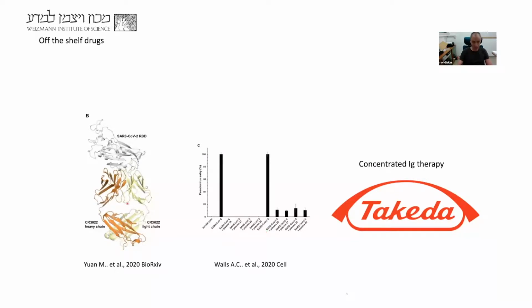So this is an example for one of them that was very, very recently identified. It was originally isolated against the previous SARS. It binds it very well, and it retains some binding to the new SARS. So it's a very good starting point, maybe, to develop this antibody further.